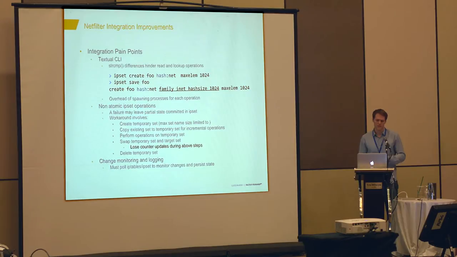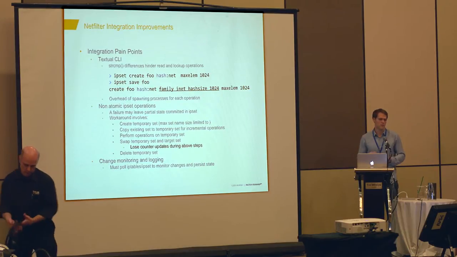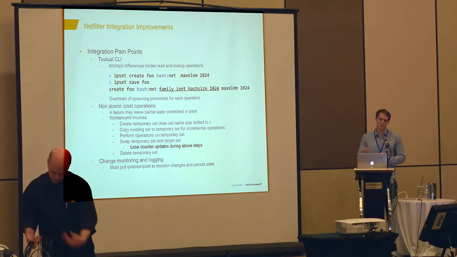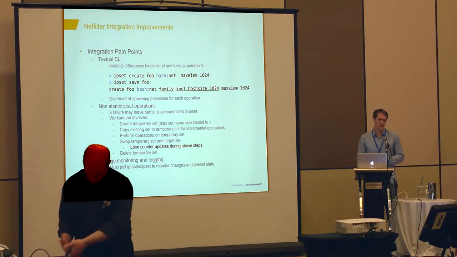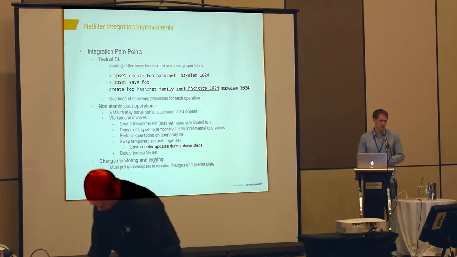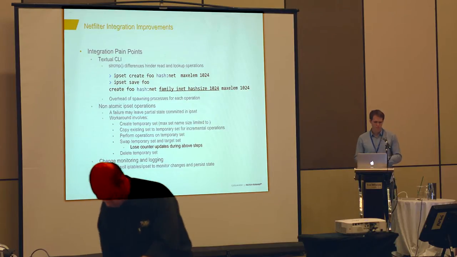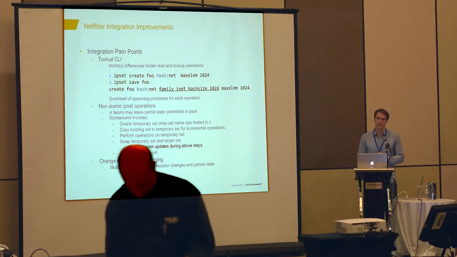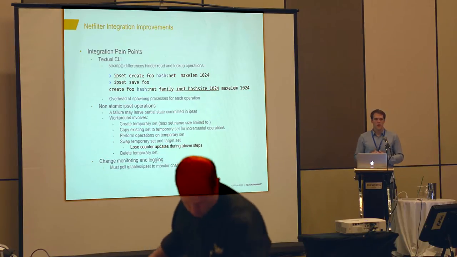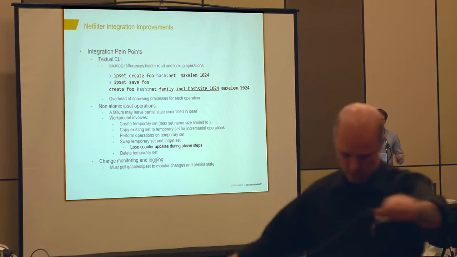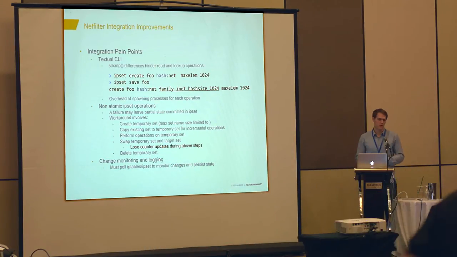One of the disadvantages of this current approach is that we lose counter information during this swap. I think it was also talked about last night at the nftables tutorial, about losing counter information during these swapping operations. Another feature that we'd like to see is the ability to notice when changes are being made to IP tables and IP sets so that we can react accordingly.